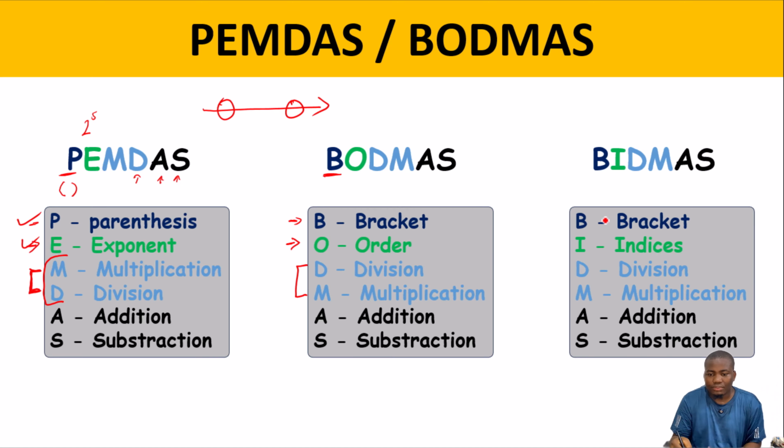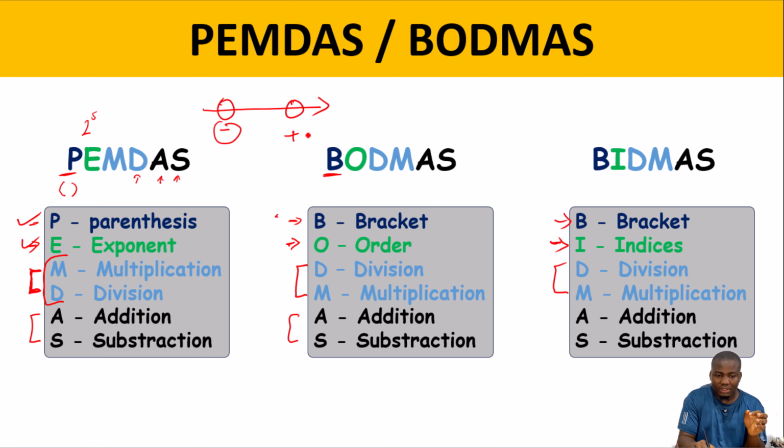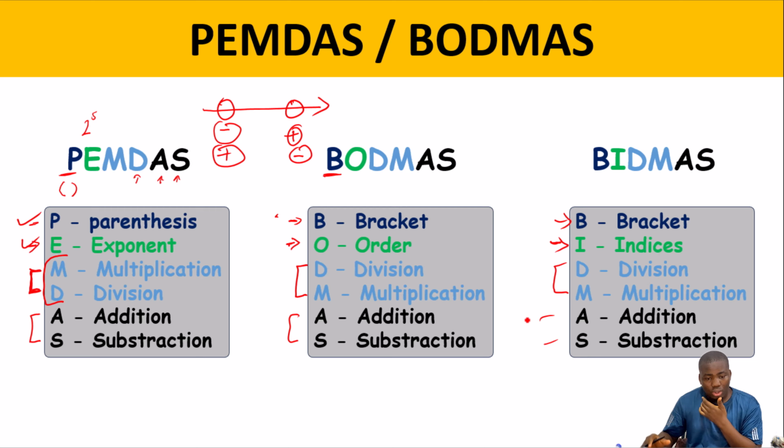So it's still the same. And same thing here. The indices right here are the same as the order, and the bracket is the same as the parenthesis. Then after you have treated the parentheses, the exponent, and the multiplication and division, you have addition and subtraction, also from left to right. So if this is subtraction and this is addition, you subtract first, then you add. If this is addition and this is subtraction, you add first, then you subtract. So you see that PEMDAS, BODMAS, and BIDMAS are all the same.